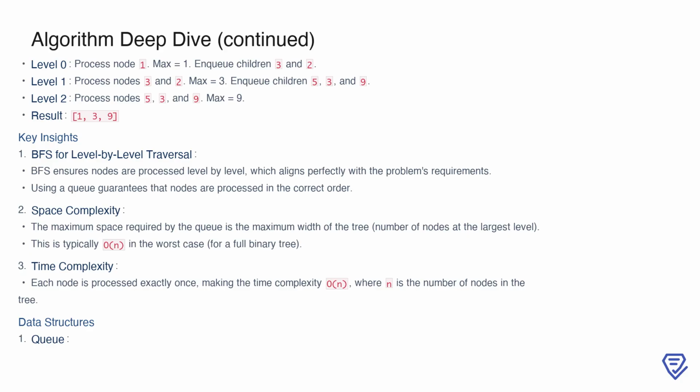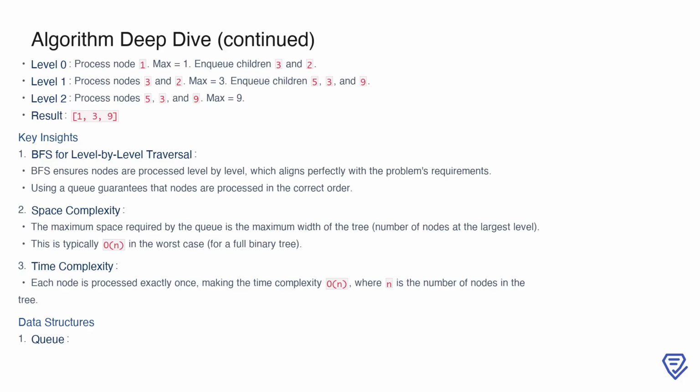Moving to level 1, we process nodes 3 and 2. The maximum value in this level is 3, and we enqueue their children, 5, 3, and 9. At level 2, we process nodes 5, 3, and 9. Here, the maximum value is 9. After processing all levels, the final result is the list 1, 3, 9. This demonstrates how BFS ensures we process nodes level by level, calculating the maximum value for each row.